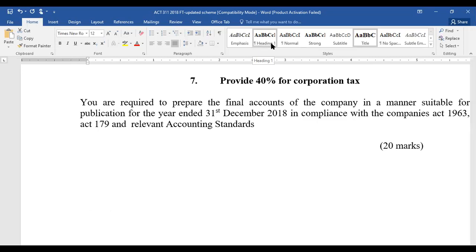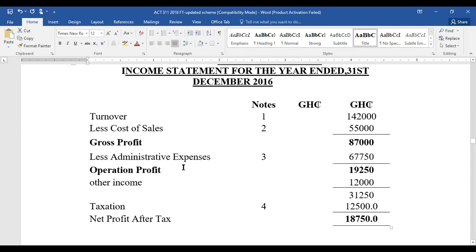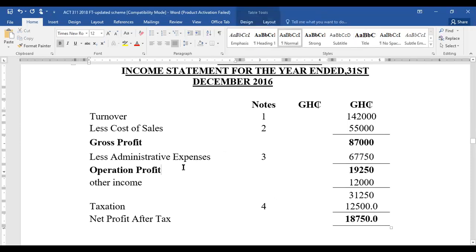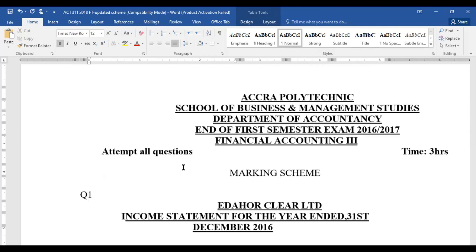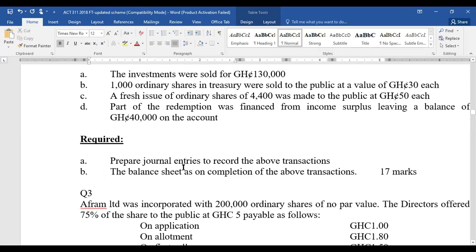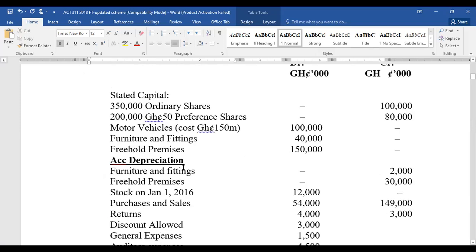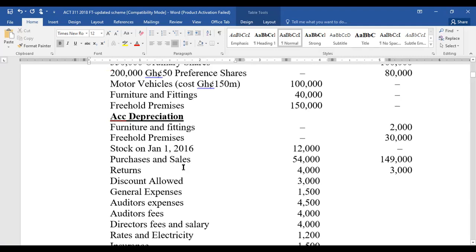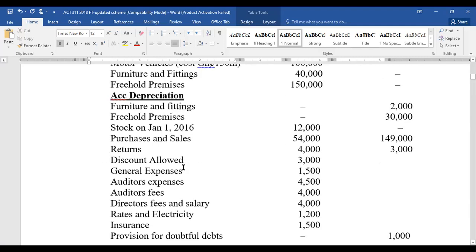So when you see statement of changes in equity, don't be scared. Don't think it is a different thing, it's the same thing. The income surplus account. So the next statement you are preparing is income surplus account for the year ended 31st December 2016. So put it down.